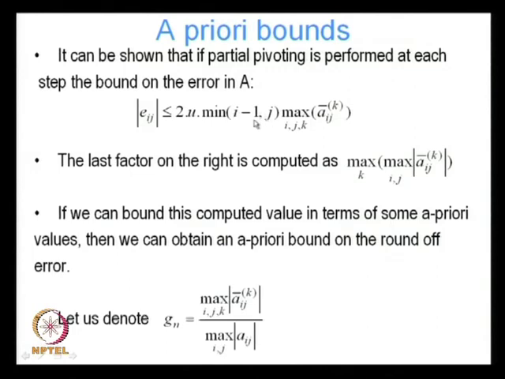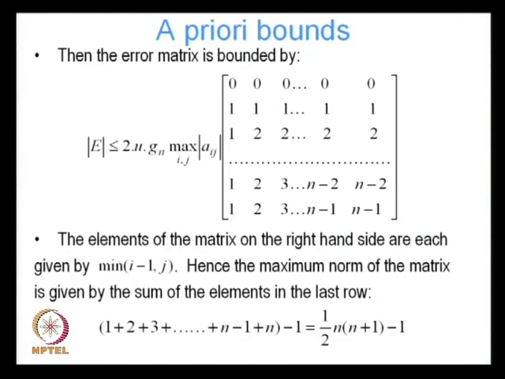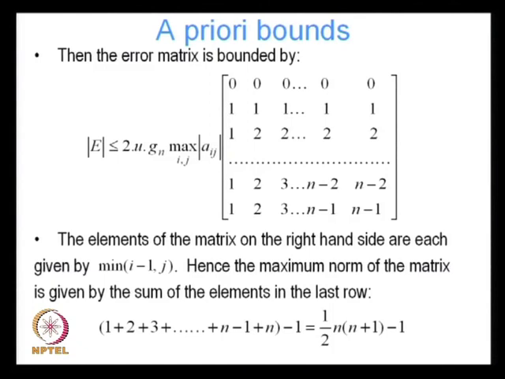So, for each element, I have obtained this element by taking the minimum of the row index minus 1 and the column index. So, the row index here is 1, the column index is 1. So, 1 minus 1 is 0, minimum of 0 and 1. So, that is going to be 0. Similarly, I have computed all the rest of the terms in this matrix, which is nothing but minimum of i minus 1 and j. Elements of the matrix on the right hand side are each given by minimum of i minus 1, j.